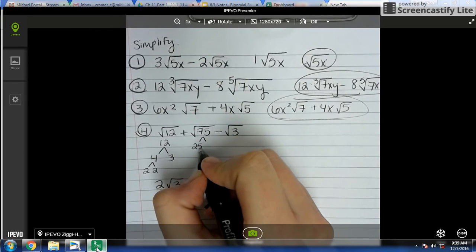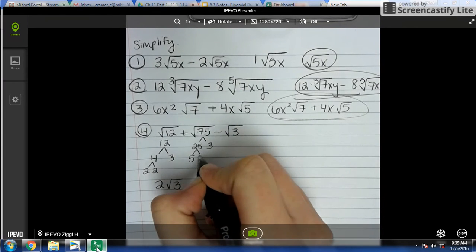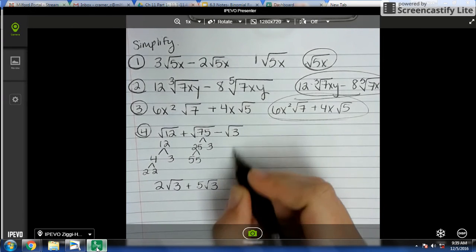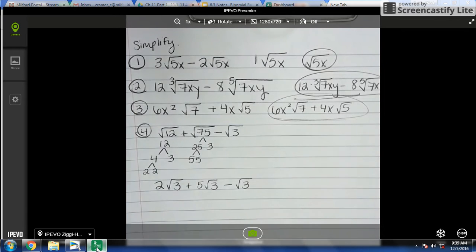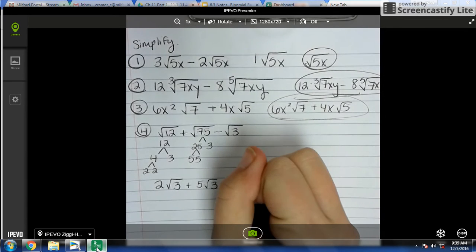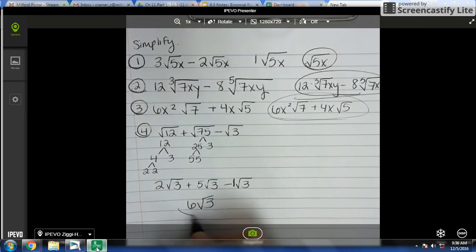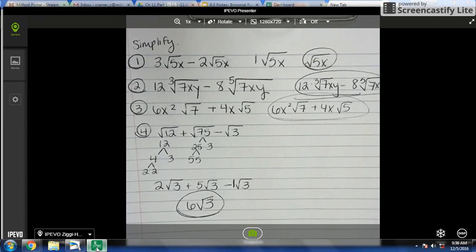75 would be 25 and 3. 25 would be 5 and 5. So it would be plus 5 radical 3. And then this is already in its simplest form. So that's negative radical 3, which we can also think of as negative 1 radical 3. So here we have 2 radical 3 plus 5 radical 3 is 7 radical 3 minus 1 radical 3 would be 6 radical 3. And that's your final answer.